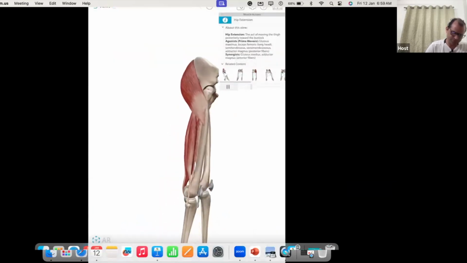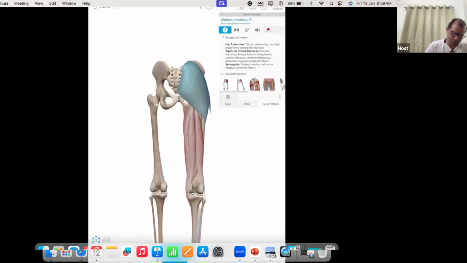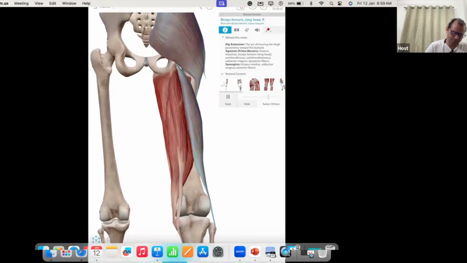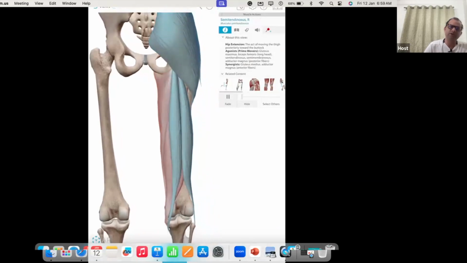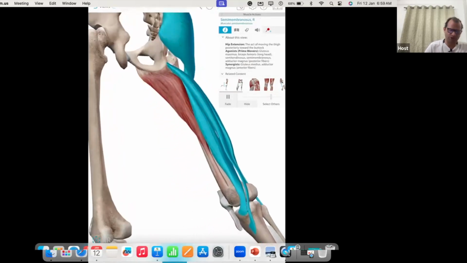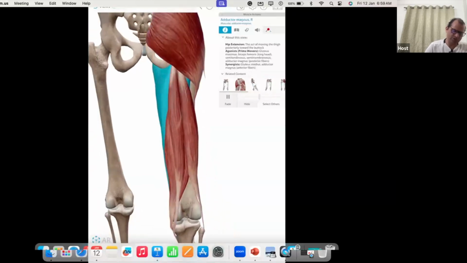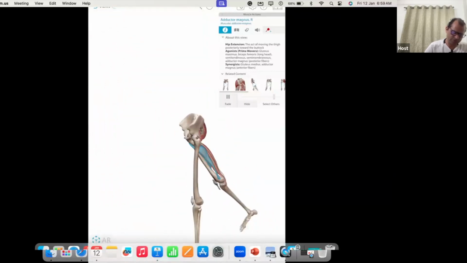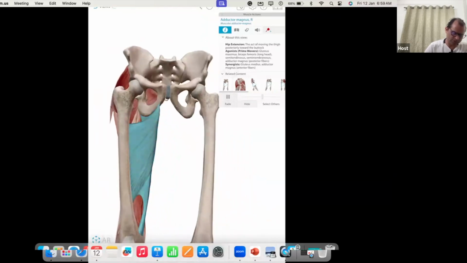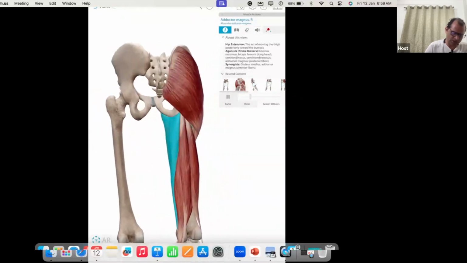If you look at here, this is the gluteus maximus. Then this one is the biceps femoris, semitendinosus, semimembranosus. Now, inner side we can see this is the muscle adductor magnus. You can see this is the adductor magnus. So these muscles are called hip extension.